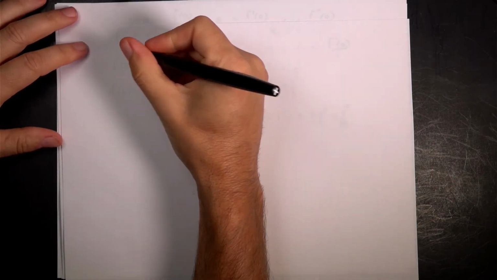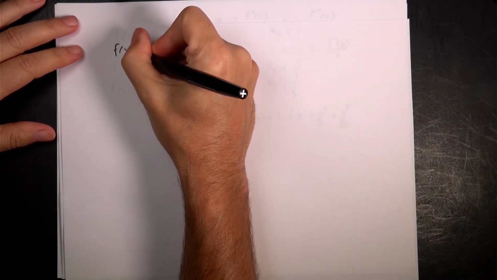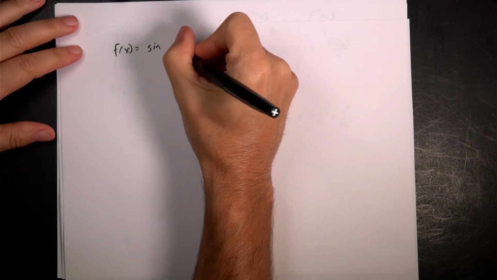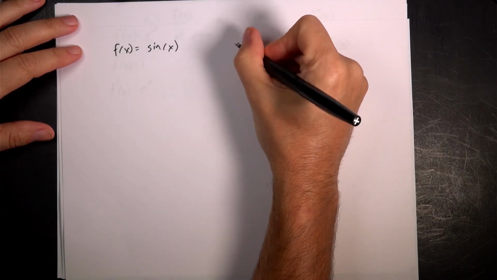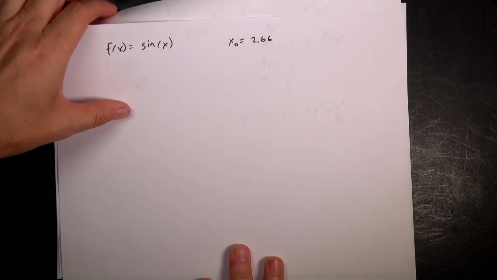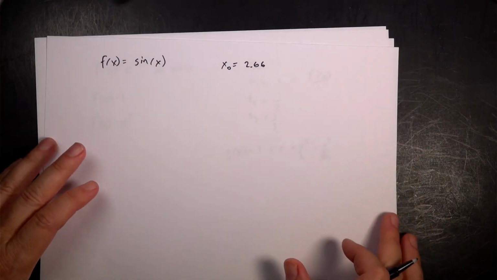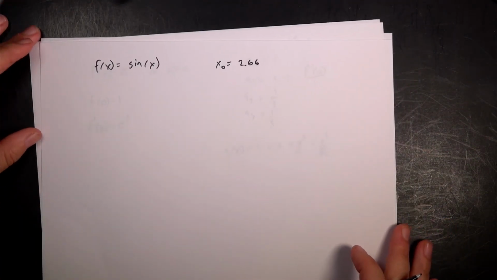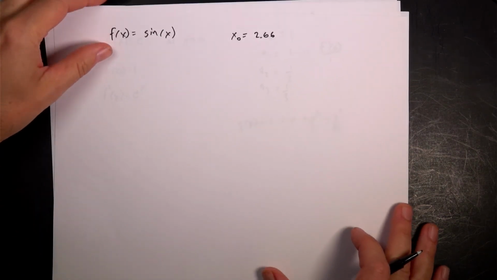Okay, so I have f of x equals sine of x. And I want to expand about x0 is 2.66, just for the fun of it. Okay, so the first thing I need to do is to calculate my coefficients.